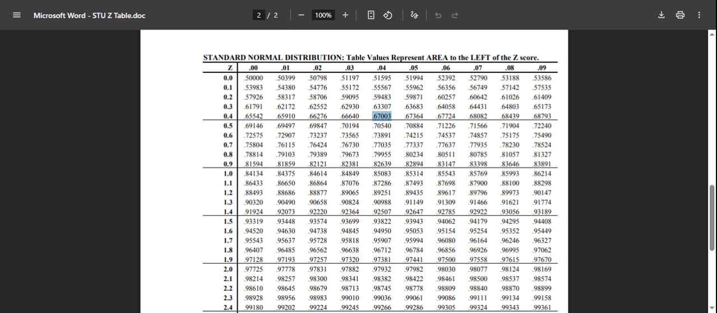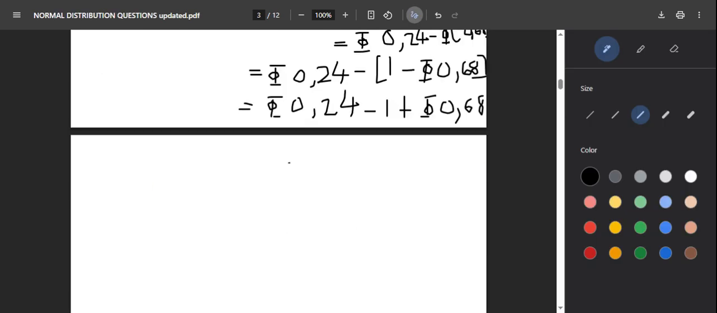So in this case, what is phi of 0.24? Phi of 0.24 is 0.59483, right? And then we also need to find phi of 0.68. So phi of 0.68 is 0.75175. Okay, so let us go on and finish off the calculation. So now this is equal to 0.59483 minus 1 plus 0.75175.